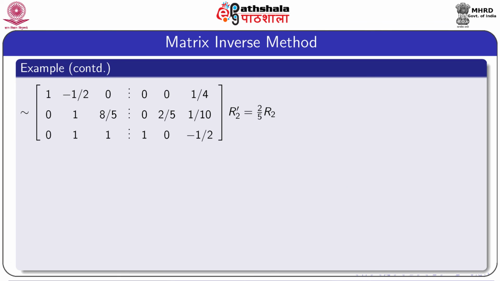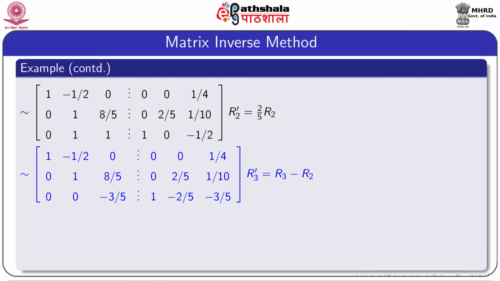Now, we divide the second row by 5 by 2, that means we apply the elementary row operation R2 prime equal to 2 by 5 R2, only the second row is transformed, first and third rows remain unchanged. Now, to make the element at position 3 2 zero, we apply the elementary row operation R3 prime equal to R3 minus R2. After this operation, the third row is reduced to 0, 0 minus 3 by 5, 1 minus 2 by 5 minus 3 by 5.